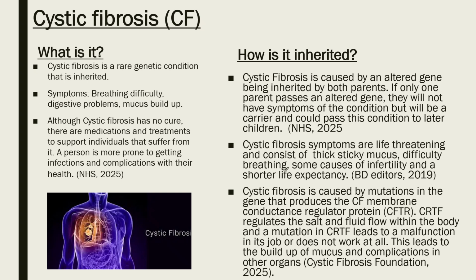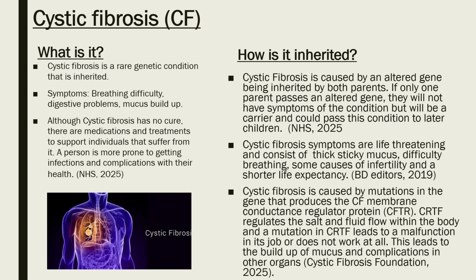So expanding on point mutation examples, I'm going to explain cystic fibrosis deeper. So it's a rare genetic condition that is inherited. Treatment and medications can help to support a person with this condition. When an altered gene is inherited from both parents, symptoms are present. If only one parent passes an altered gene, their child will not have symptoms of the condition but will be a carrier and could pass this gene to later children. Cystic fibrosis is life-threatening, and although it has no cure, there are a range of treatments to support a patient with this condition.